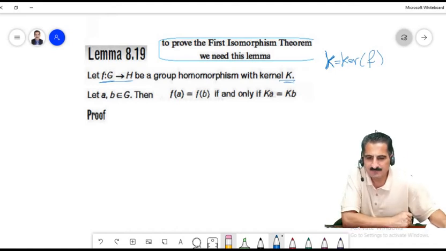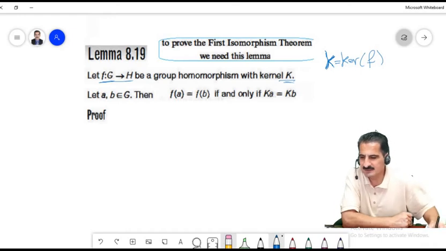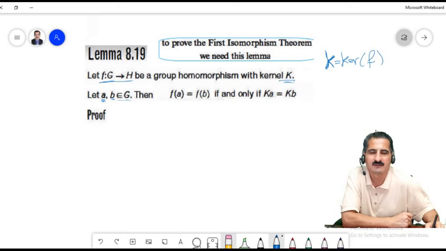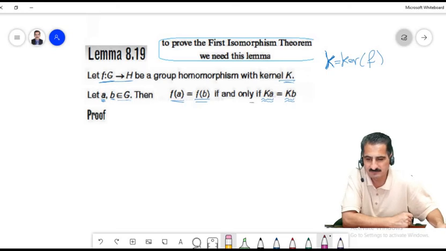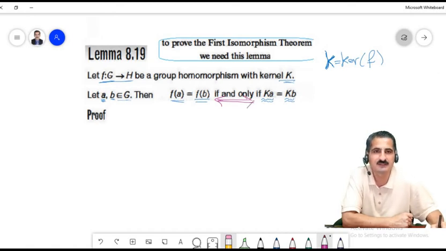Now what does this say? If we have two elements A, B in G, then these two elements will have the same image under F if and only if they are congruent modulo K, or they give you the same coset, if they are representatives for the same coset. And this is very interesting. Do you know why?